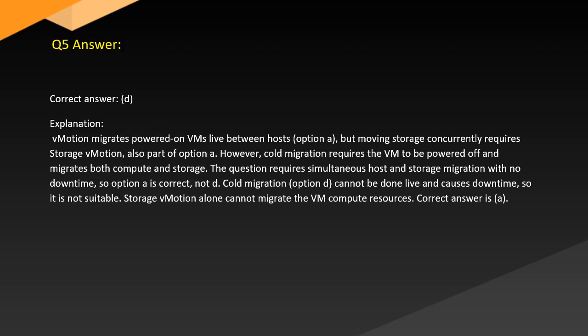Answer. Correct answer: D. Explanation. vMotion migrates powered-on VMs between hosts. Option A, but moving storage concurrently requires Storage vMotion, also part of Option A. However, cold migration requires the VM to be powered off and migrates both compute and storage. The question requires simultaneous host and storage migration with no downtime, so Option A is correct and not D. Cold migration cannot be done live and causes downtime, so it is not suitable. Storage vMotion alone cannot migrate the VM compute resources. Correct answer is A.